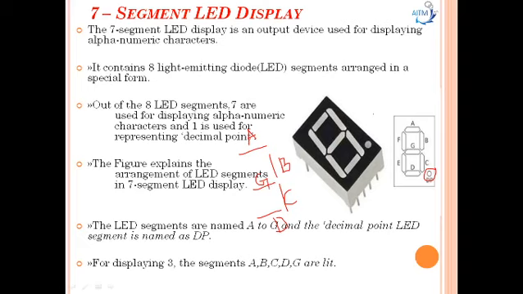Now tell me, if I want to display character A, which all the LED segments should get on? That is A, B, C, E, F and G. So this will display the character A onto the 7-segment display here. Sometimes this A looks like R also.